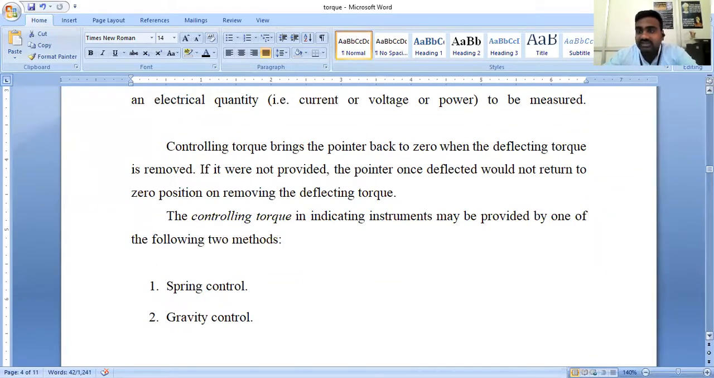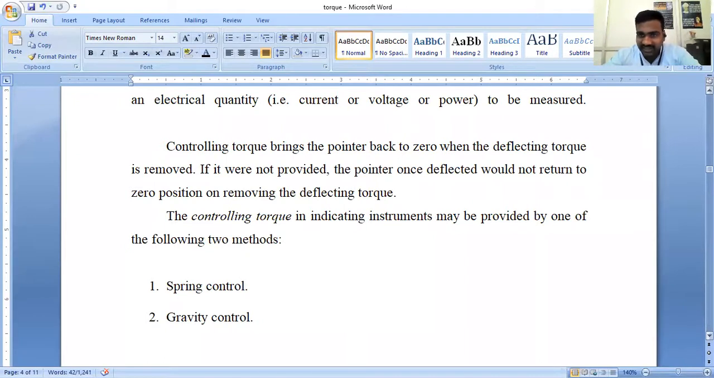We already explained in the example that we have to read 5 ampere current. The needle will start from 0 ampere to 5 ampere, and after the needle reaches 5 ampere, the controlling torque is equal to the deflecting torque, and the needle has to stop there.